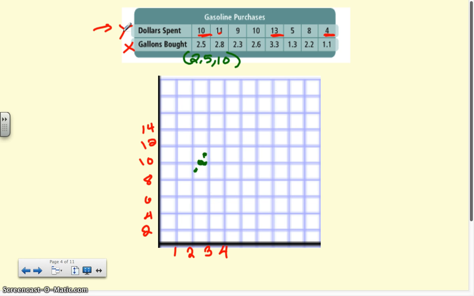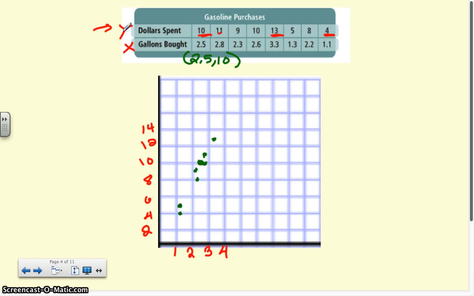I got two separate points going on there. 3.3 and 13, I'm a little bigger than 3, going up to 13. 1.3 and 5, I'm a little bigger than 1, going to the 5. 2.2 and 8. And 1.1 and 4. All right, so I did it.